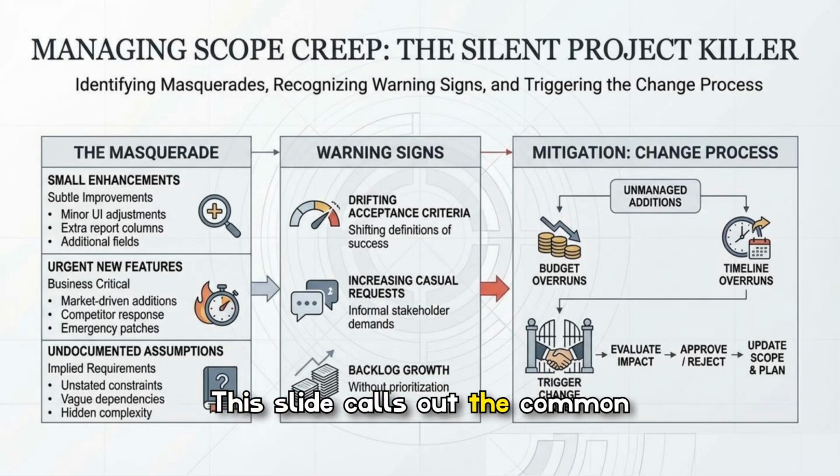This slide calls out the common masquerades of scope creep: small enhancements, urgent new features, and undocumented assumptions, then highlights warning signs like drifting acceptance criteria and backlog growth. The recommended mitigation is a disciplined change process. Trigger a change request, evaluate impact, approve or reject, and update scope and plans to avoid budget and timeline overruns.